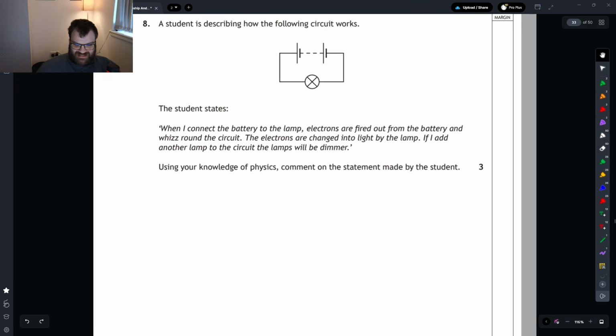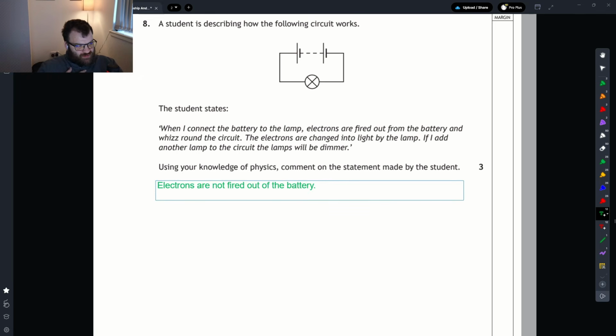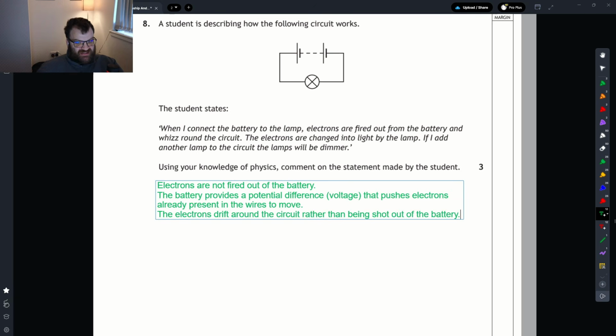Here we have our second "using your knowledge of physics" question, and we're asked about a circuit and how it works. Okay, what things do we talk about? Well, electrons are not fired out of the battery. The electrons are already in the wires. It's the battery providing the potential difference, the voltage, that provides the energy for the electrons to move around the wires. So that's the first point that's incorrect.